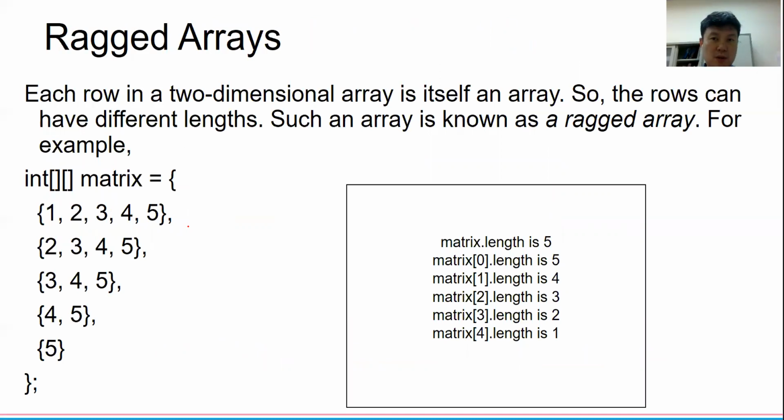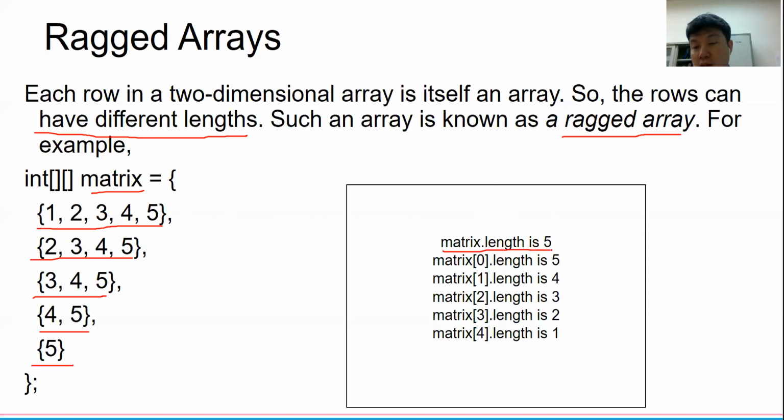Another concept of the multidimensional array is what we call ragged arrays. A ragged array is an array that has various lengths, where the rows can have different lengths. Suppose you have a matrix here, and this is the first row, the second row, the third row, the fourth row, and the fifth row. If you want to get matrix dot length, it means the size is 5: 1, 2, 3, 4, 5.